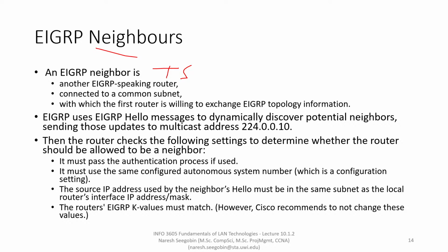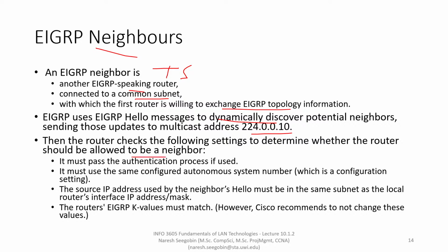An EIGRP neighbor is another EIGRP-speaking router that has the protocol enabled. Not only that, you have a common subnet and are willing to exchange topology information. So your network command must be done well, and your passive interface set as well. Then you have the autonomous system number. If they don't match, they're not going to form a neighbor adjacency. It uses hello messages and multicast addresses for updates, and checks the following before allowing a neighbor.